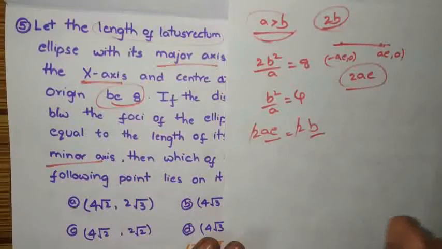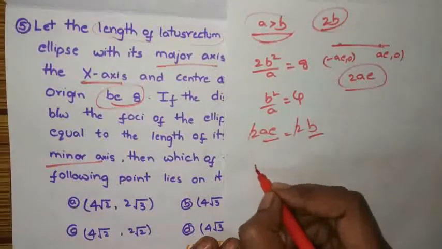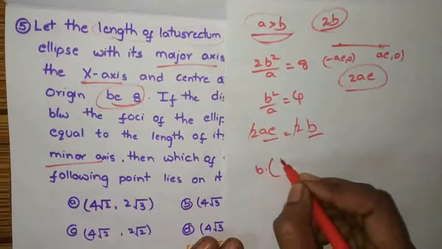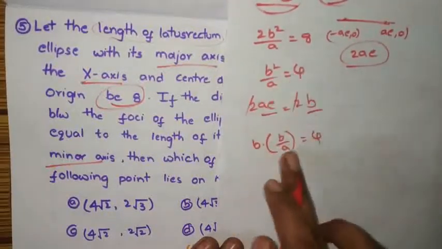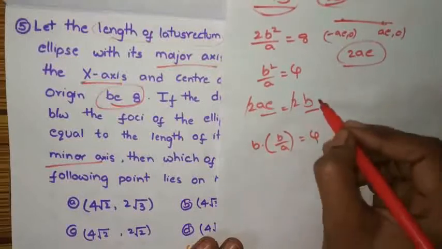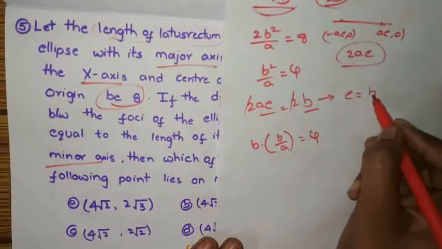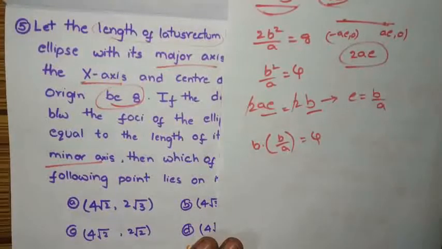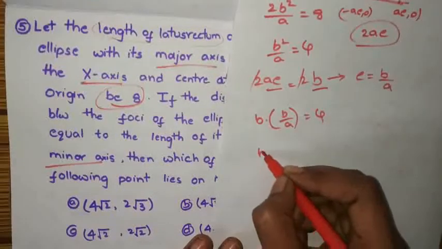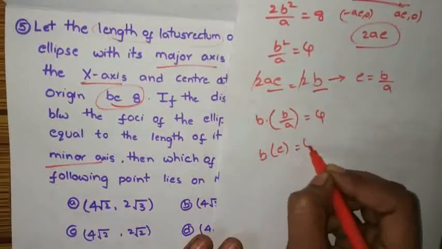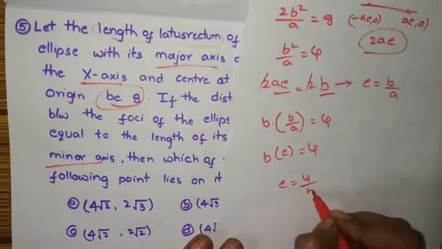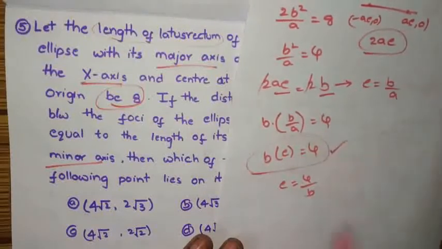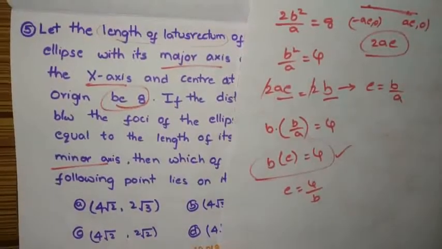Now see how I do. b into b by a is equal to 4. From this I am writing like this, and from this e is equal to b by a. So b into e is equal to 4, and e is equal to 4 by b. Like this you will get the relation.